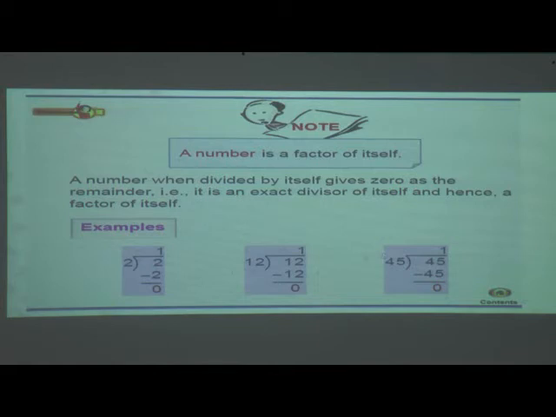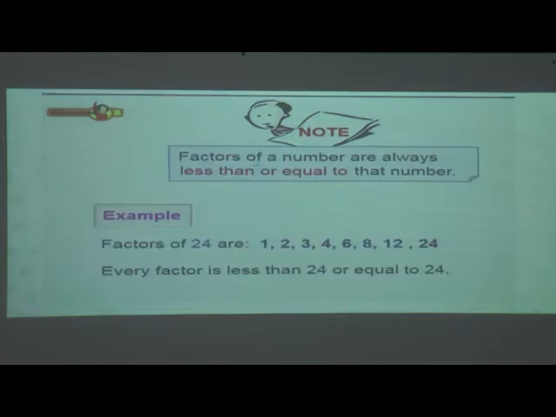So, the number when divided by itself gives the remainder 0. So, it is said that a number is a factor of itself. Next property: factors of a number are always less than or equal to that number.